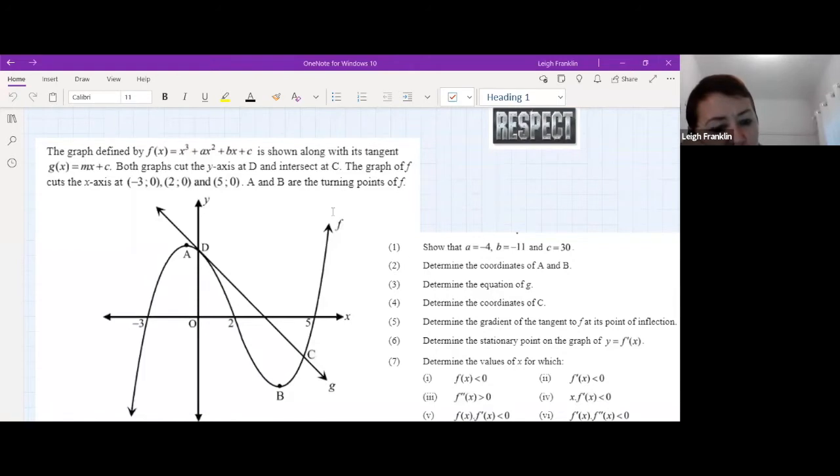All right, so the first question that they ask us. All they've given us are 3 x-intercepts. We don't know the coordinates at D, we certainly don't know the coordinates at A, and we certainly don't know the coordinates at B. The other thing that's missing is both equations. So we do not know the values of a, b, and c, or m. The first thing that they say to us in number 1, and this is a very popular first question, that's why I chose this particular question to do with you: show that a equals -4, b equals -11, and c equals 30.